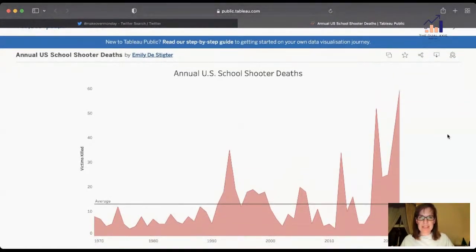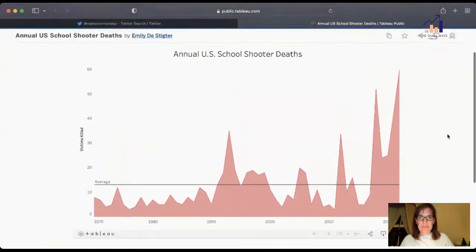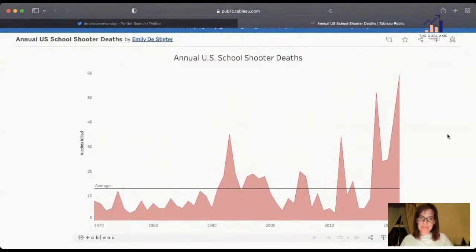So let's have a look at Emily's. Annual US school shooter death. Okay. It's simple. Can't say anything against things being simple. A couple of comments. I know I keep going on about titles, but it is literally the first thing people see. It is the cover of your book.